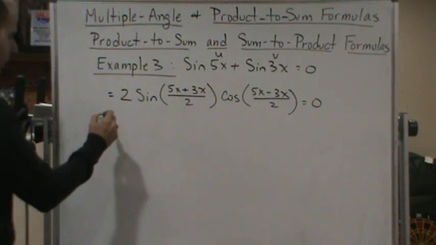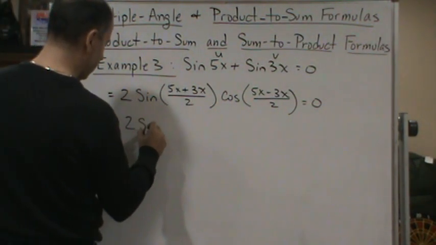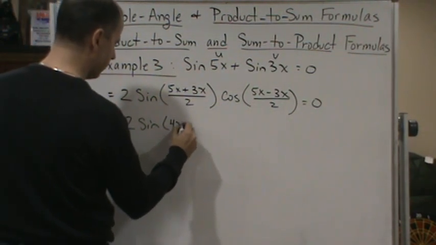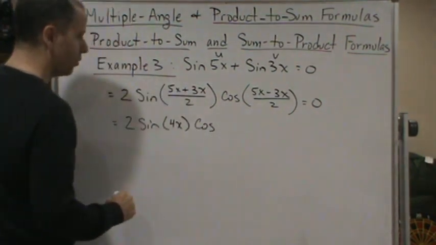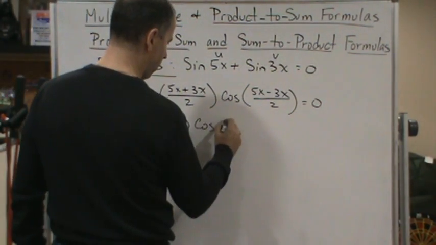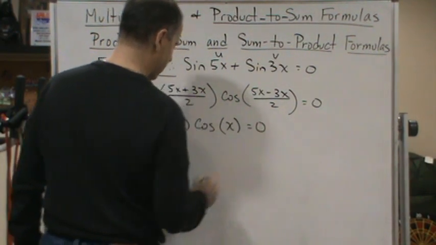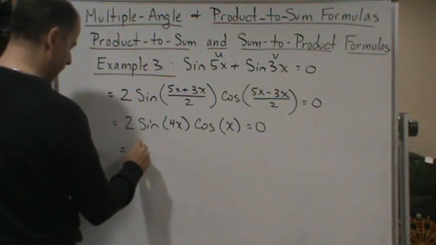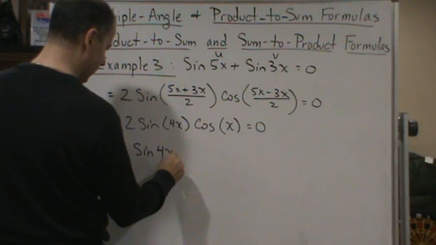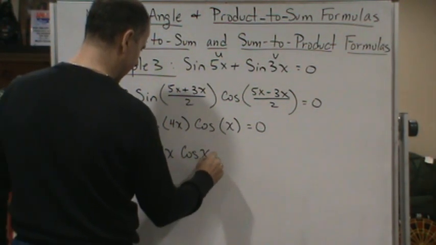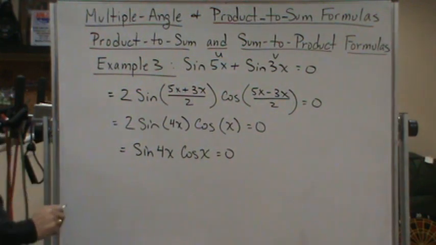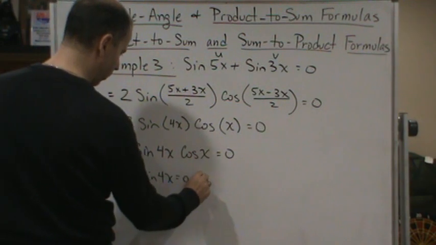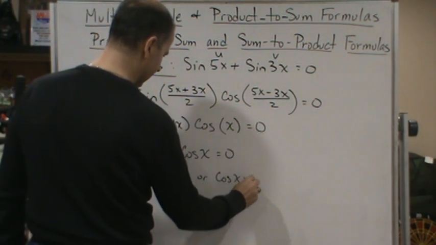Now we just simplify, right? So this is going to be 2 times the sine of what? 8x over 2, which is 4x. And then cosine of what? 2x over 2, which is just x, is equal to 0. So now, again, we could divide both sides by 2, and this will end up being sine of 4x times cosine x is equal to 0, which means by the zero product principle, we have sine of 4x equal to 0, or cosine x equals 0.